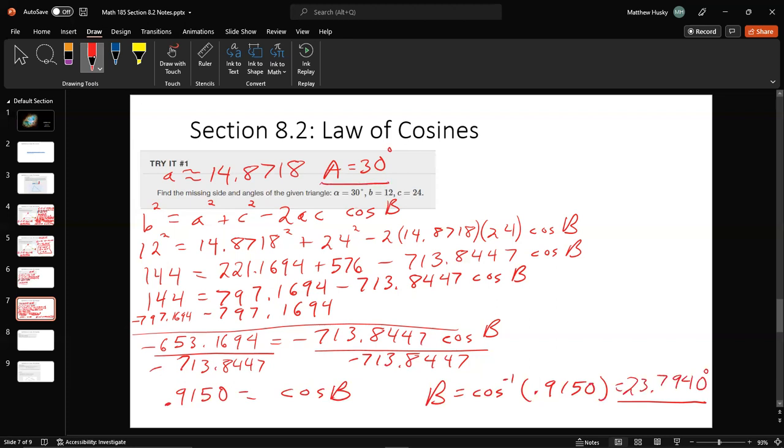We already had angle A. We found side A earlier. So the only thing that we do not currently know is angle C. Now the good news is finding angle C is a lot less complicated than what we just did. We have finished the hard part of this process. By the way, you should all feel super grateful that you don't have to memorize these formulas.